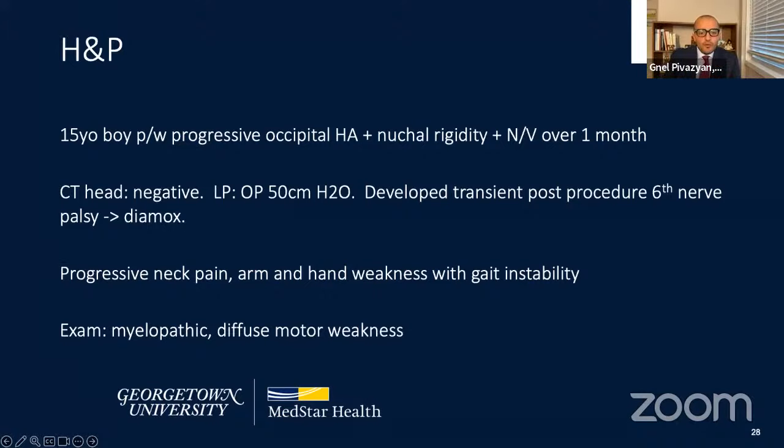This is a 15-year-old boy with progressive occipital headaches, nuchal rigidity, nausea, vomiting over the past month. CT head was negative. They did an LP at the outside hospital that reportedly the pressure was elevated. He developed transient post-procedure 6th nerve palsy, which resolved. He had progressive neck pain, arm and hand numbness with gait instability, and an exam was myelopathic, with diffuse motor weakness.